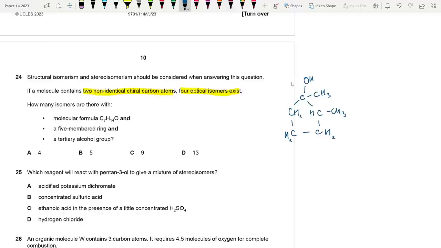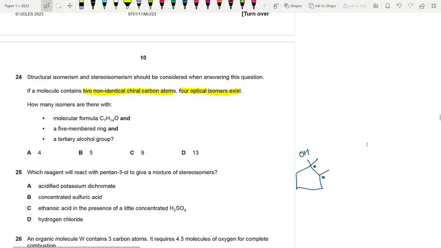So that's 1, 2, 3, 4, 5, 6, 7, 8, 9, 10, 11, 12, 13, 14. Okay, so the same compound, if I draw a skeletal version, it will look like this. CH3 over here, there's another CH3 over here, and then OH over here, because I need this carbon to be tertiary. Okay, so this is chiral, this is also chiral. As a result, this has resulted in how many isomers in total? 4.